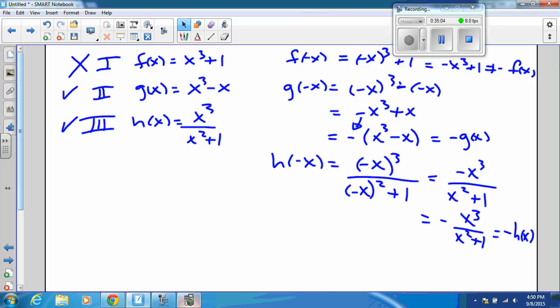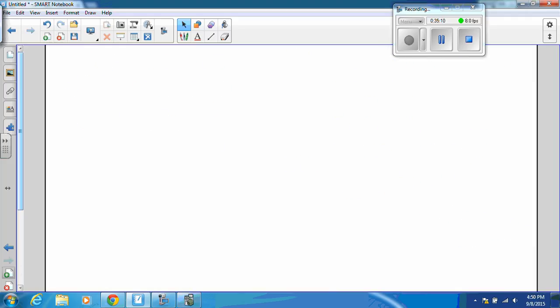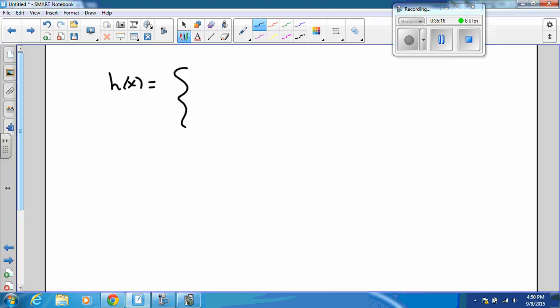So, number 15. Number 15 just asked for a basic sketch, but we notice that once again we have a piecewise function. And that piecewise function is e to the t, t less than or equal to 0, the natural log of t plus 1, where t is greater than 0.